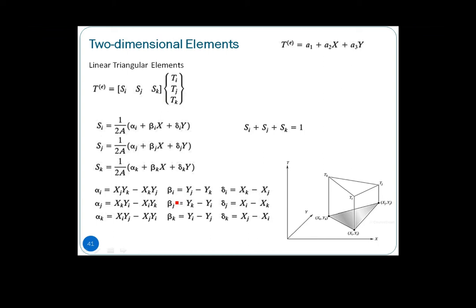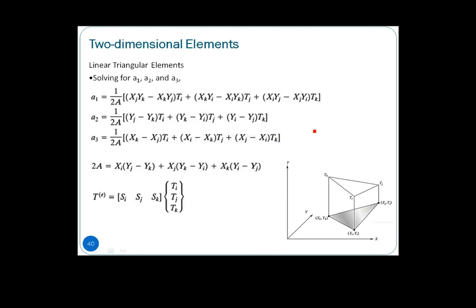So the shape functions Si, Sj, Sk are basically these parts multiplied with beta and delta, y, all divided by 2a. We know that they also carry the same characteristic: Si plus Sj plus Sk equals 1 at any node. So that is the shape function of the 3-node linear triangular element. I am not going into too much detail on that, but at least you know how the derivation of a shape function works. So again, you get the A1, A2, and A3 that we have just determined here.